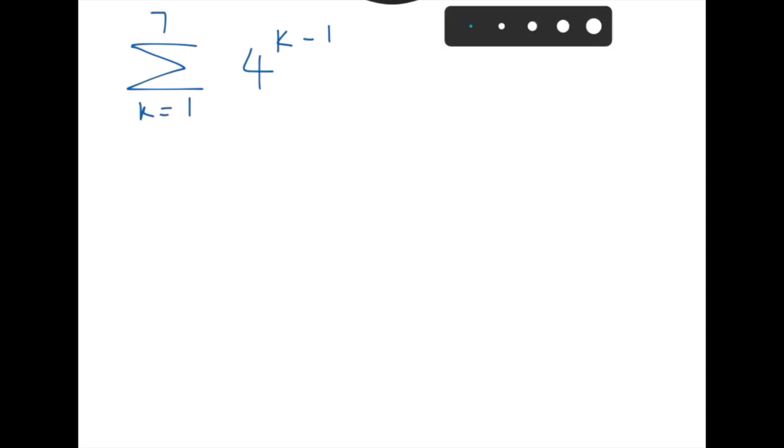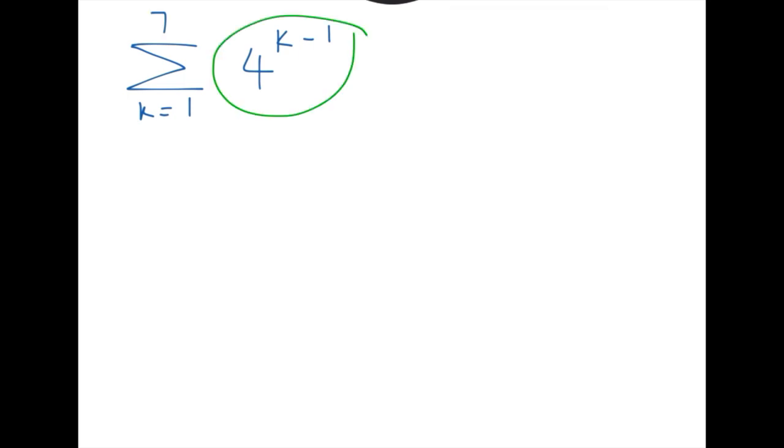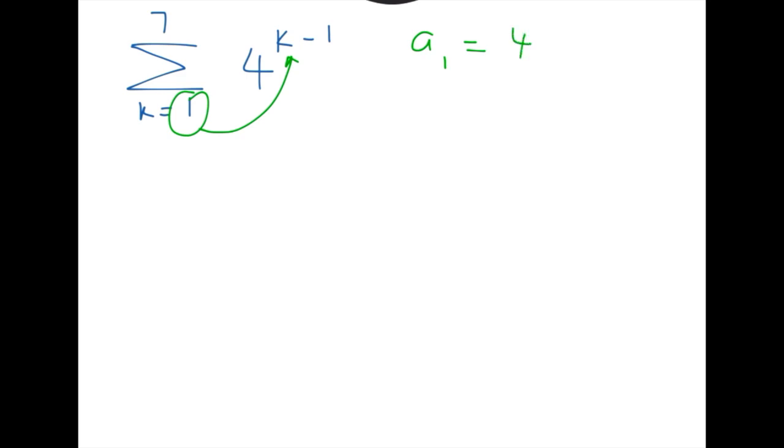Suppose I have the summation of 4 to the k minus 1, k starting from 1 and ending at 7. The first thing I need to realize is this has the form of a geometric sequence because it's exponential. Let's find the first term. To find a1, I will substitute 1 here. I will get 4 to the 0 power, which is 1. So a1 is 1. And what is r? The common ratio is of course this number right here, that's 4.